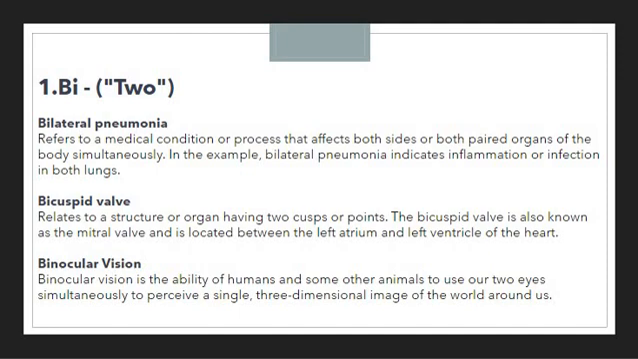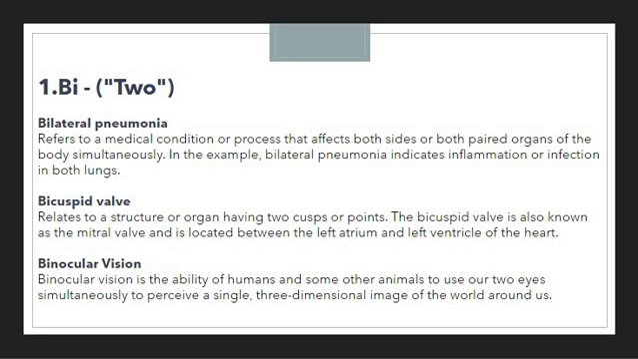The first prefix we have is bi, which is mainly used to show the sense of two. Whenever you want to show something as two, as a pair, as both, in that case you will use the prefix bi. Now to make it more clear, let's see all the examples given here.